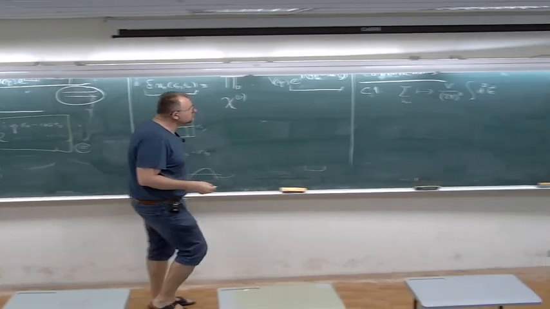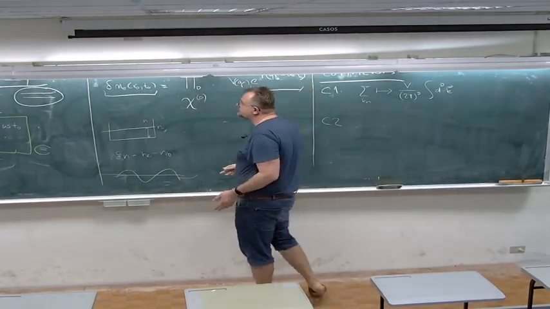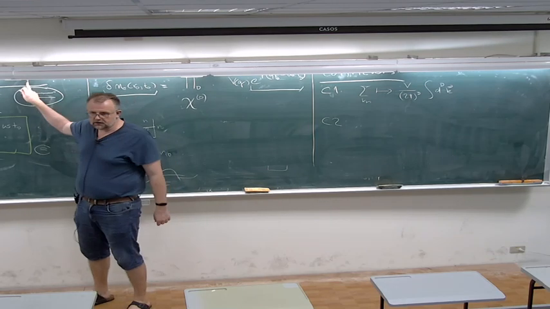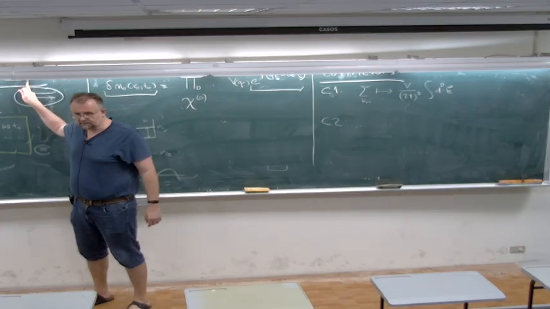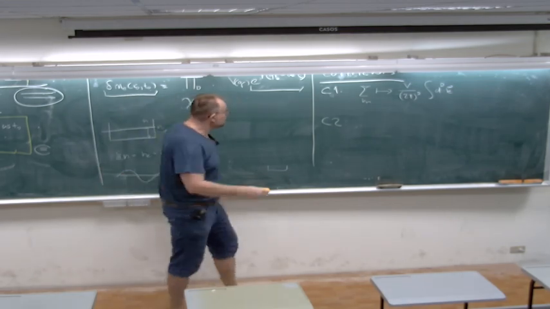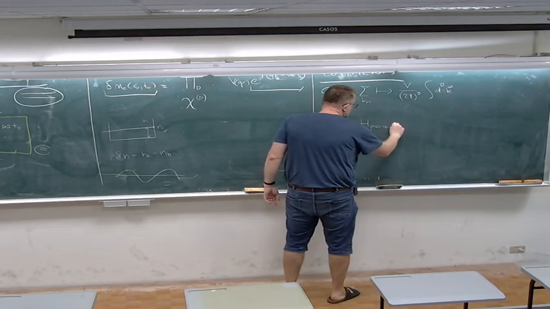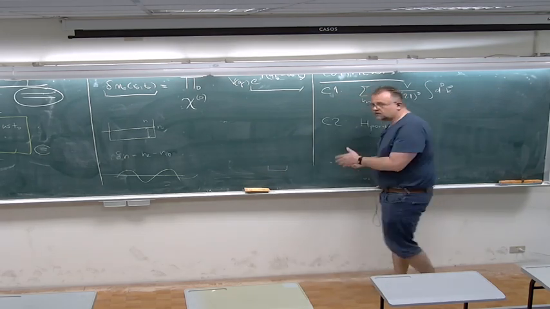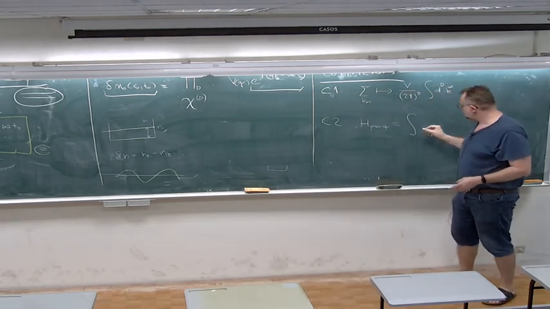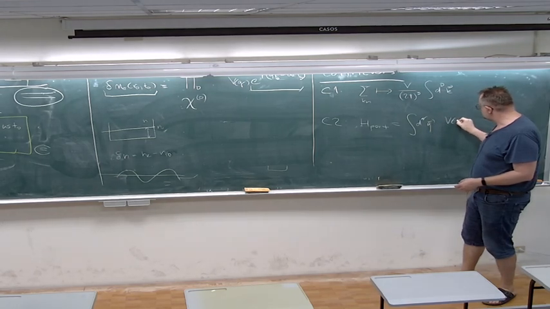Comment number 2. Why is this function so important? I calculated for a very special perturbation, which is periodic in space and time, a harmonic perturbation. But if I had a general perturbation of that type, I can always write it as a Fourier transform of such things.